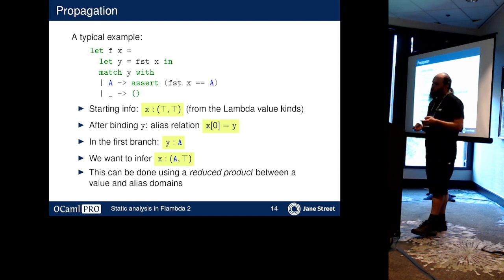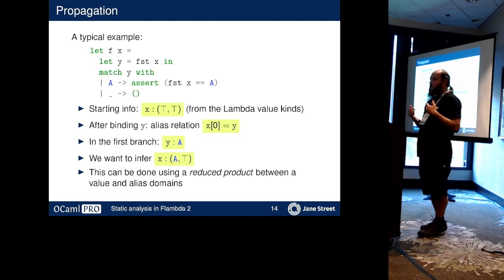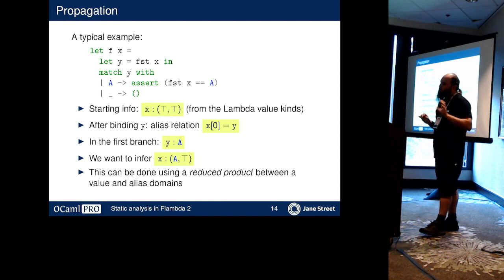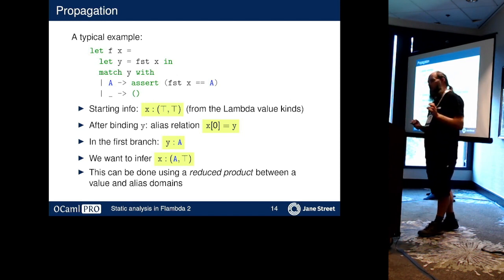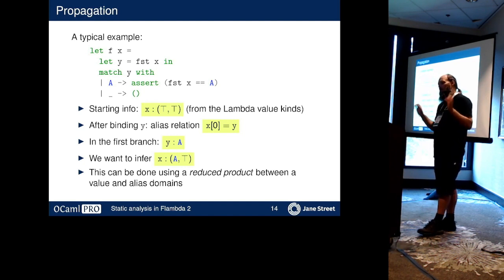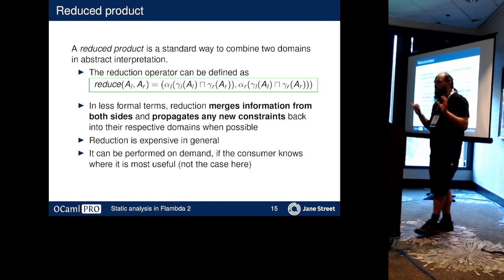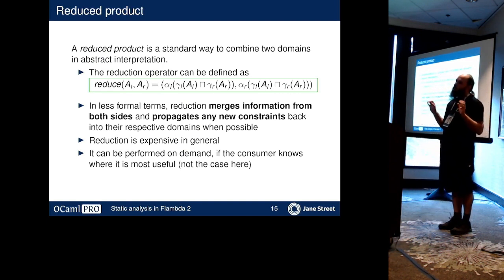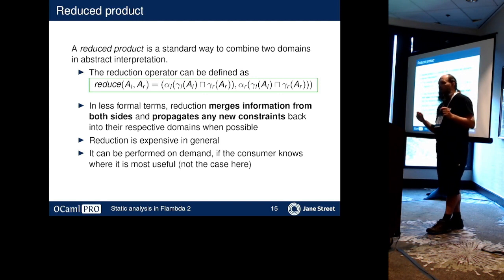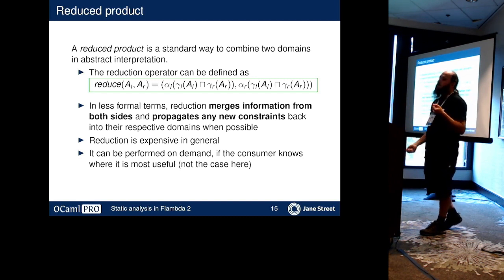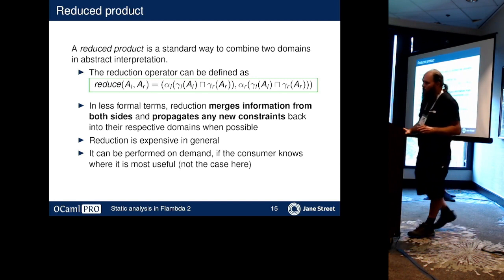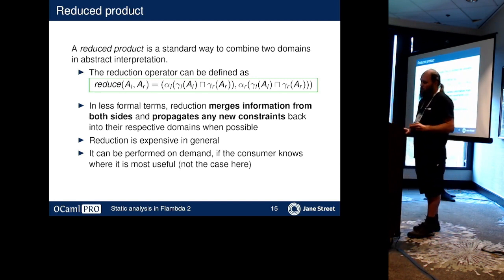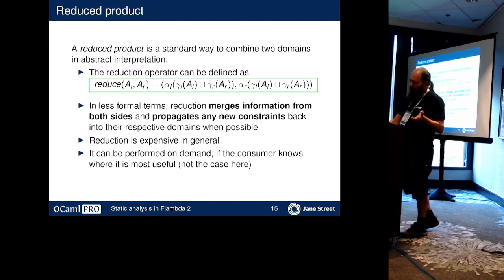And to be able to do something like that, the basic way to describe it is to have a reduced product between the value domain and the alias domain. So a reduced product is kind of, you have two different domains that you implement independently, and you want to make them communicate. And when you do a meet or something like that, you try to propagate every information from one domain to the other. So in general, implementing reduced products is quite expensive or even sometimes impossible.